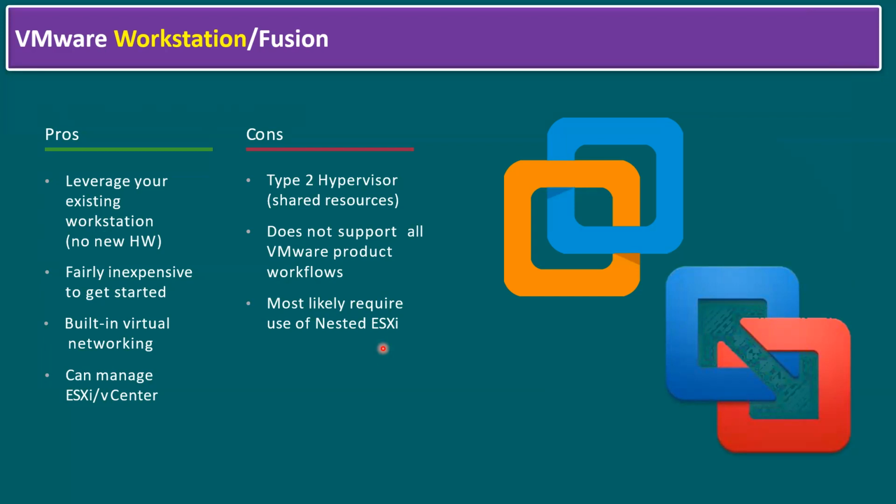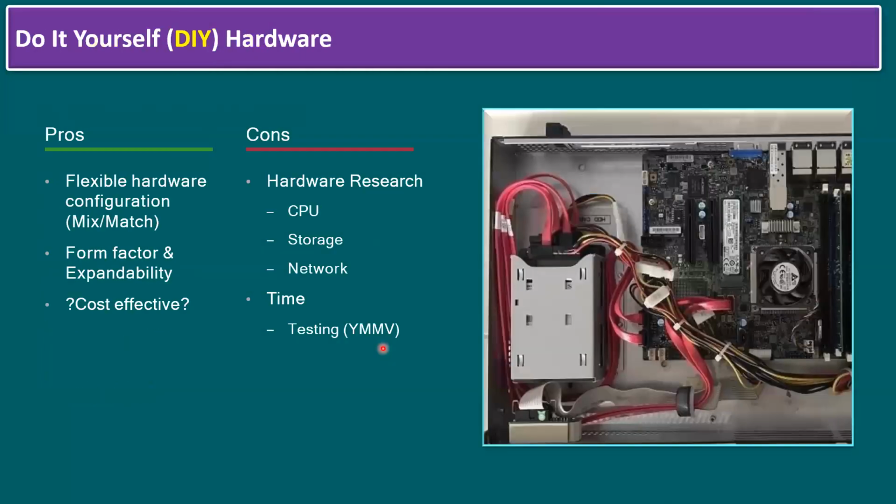Okay, and another option, do-it-yourself hardware. So that is a kind of assembled PC. You can buy individual motherboard, and also SMPS, hard drive, RAM individually. You can assemble it yourself, so that the cost will be reduced. And the pros are flexible hardware configuration, mix and match. And the form factor also, you can use whatever size you want, and expandability is also possible. It's cost effective.